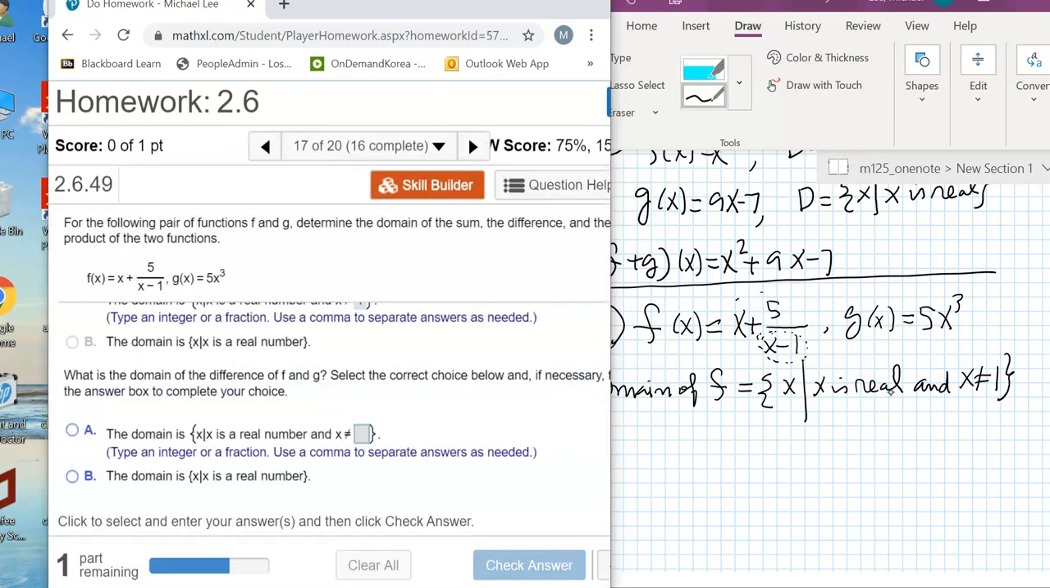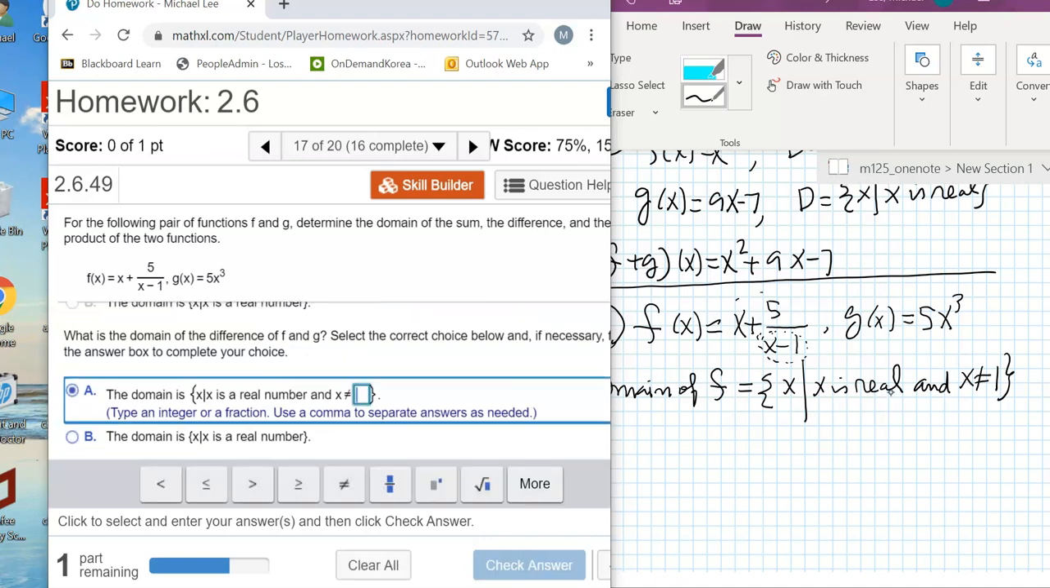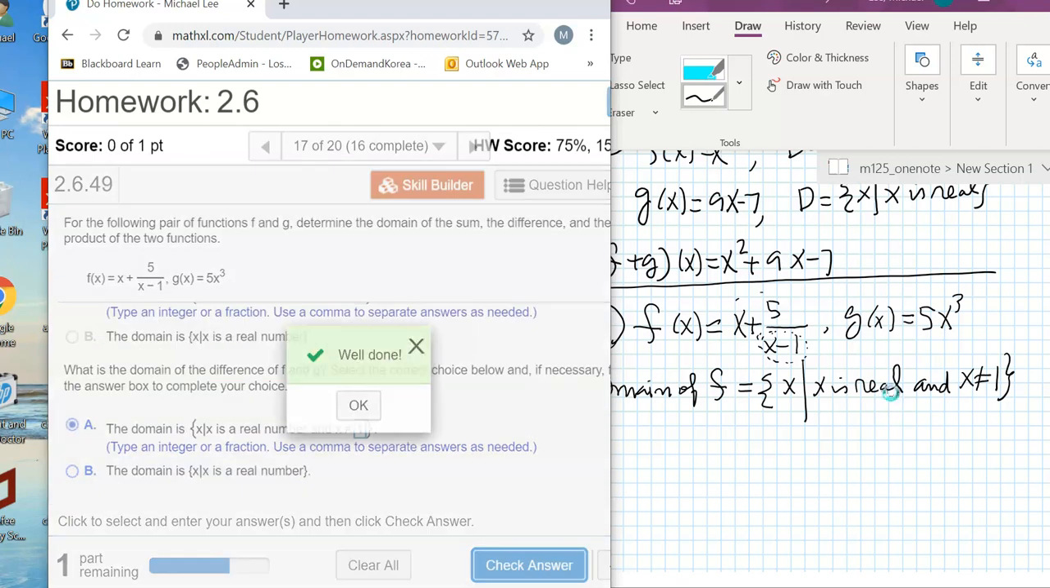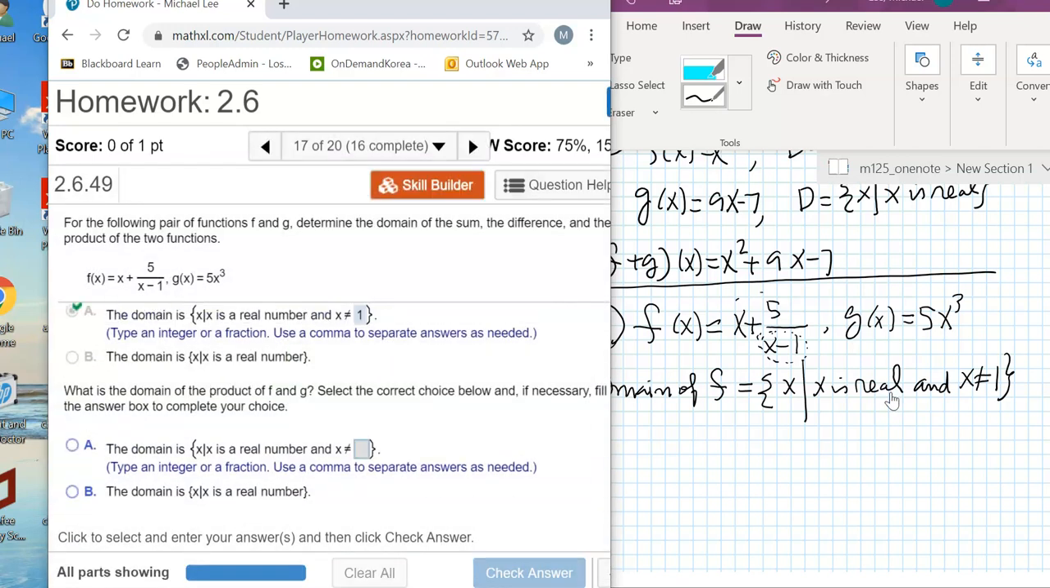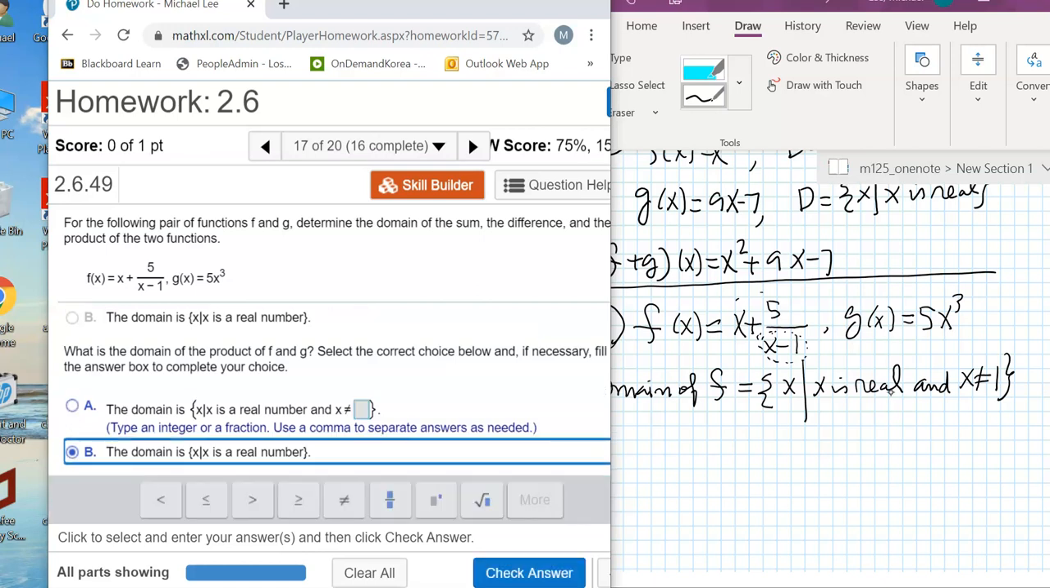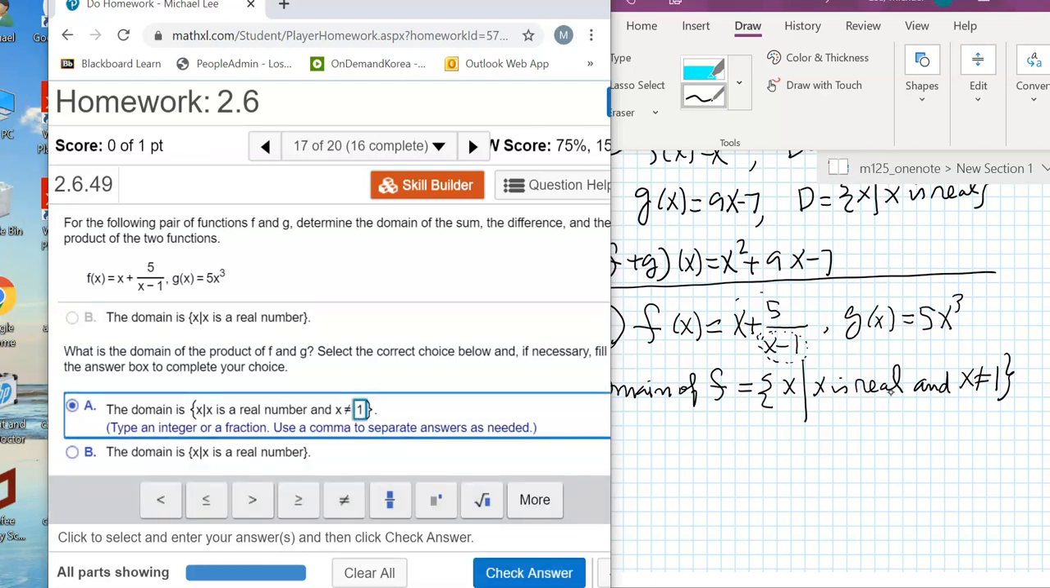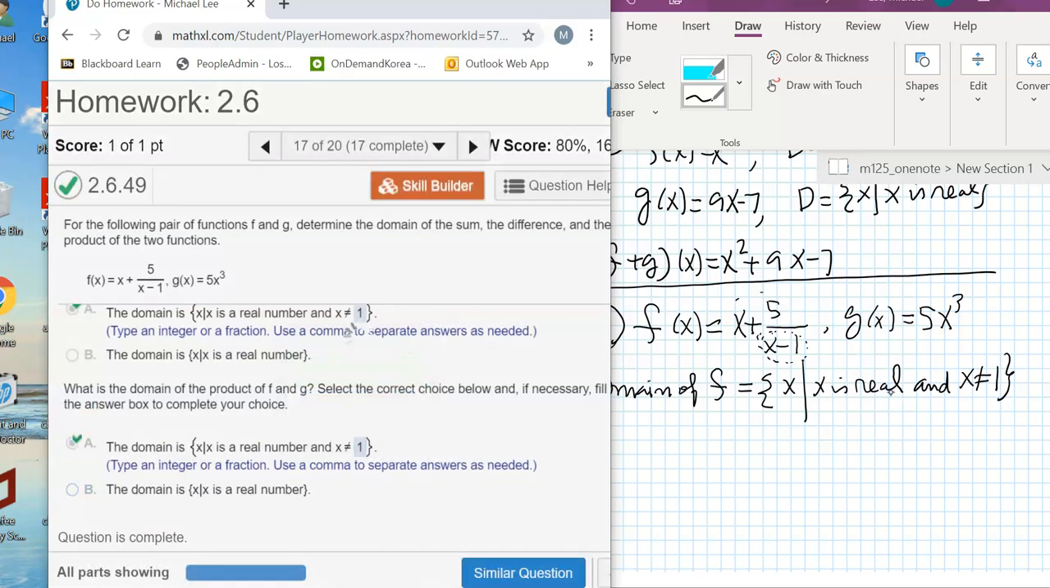Okay, now how about the next one? What is the domain of the difference of f and g? Well, the difference of f and g, same thing. So the domain is x not equal to 1. I think that's it. Oh, what is the domain of the product of f and g? So same thing. X not equal to 1.